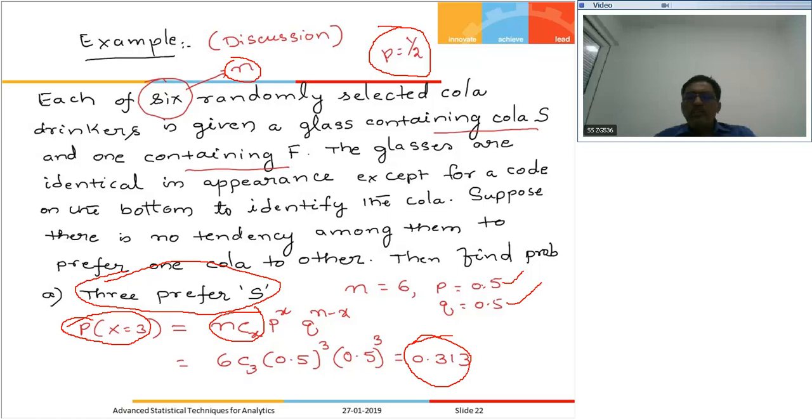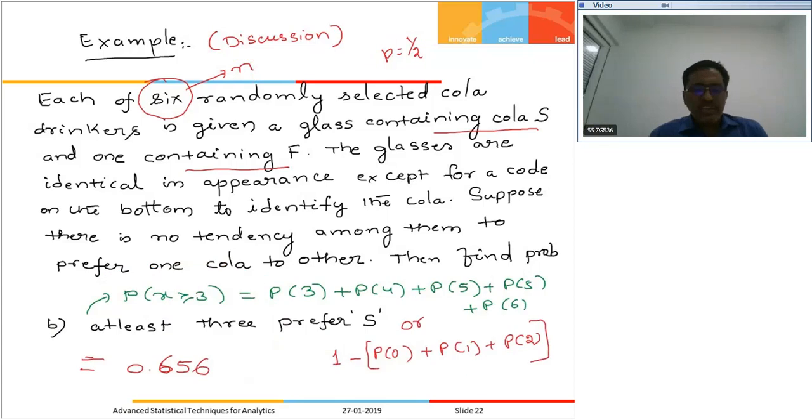It is 0.5 not because of 3 by 6. It is because they are saying both are having equal chance, because there is no tendency for them to prefer one over the other. That means both are having equal chance of being preferred by the persons. That's why probability is 1 by 2. Suppose it is something like 60% of the people prefer cola S over F, then P equal to 0.6, Q equal to 0.4. Clear?